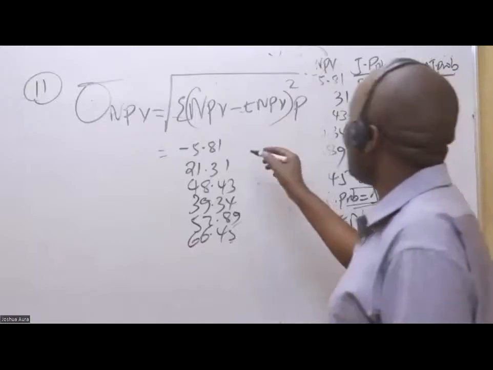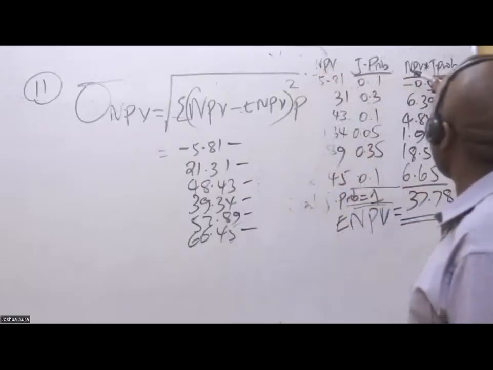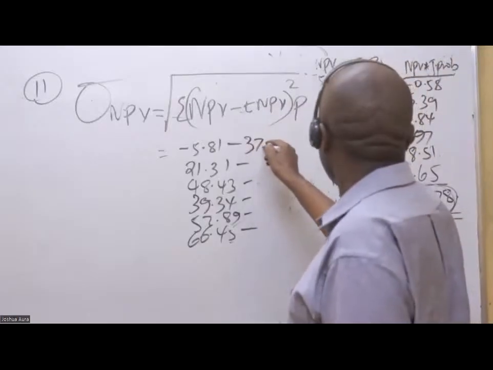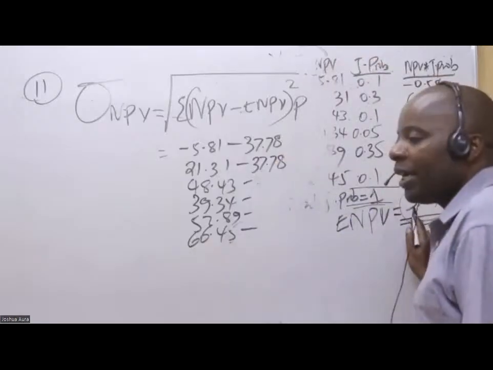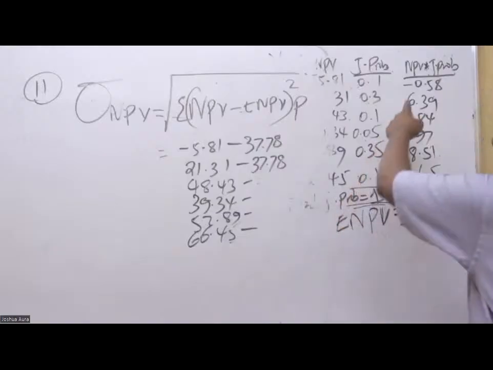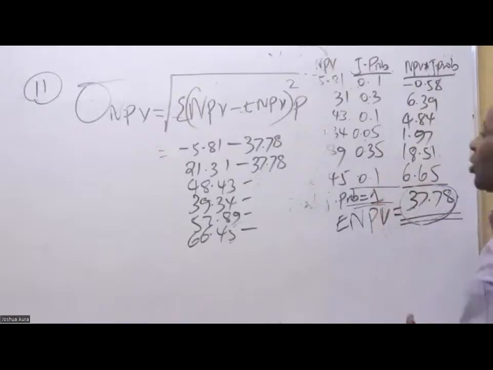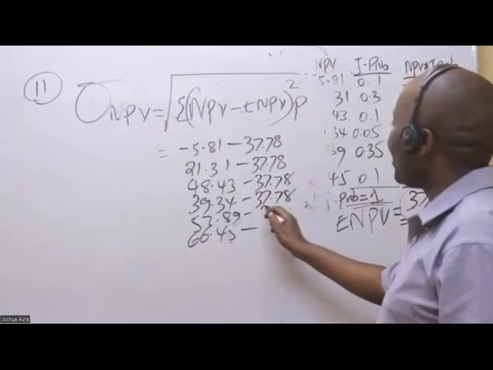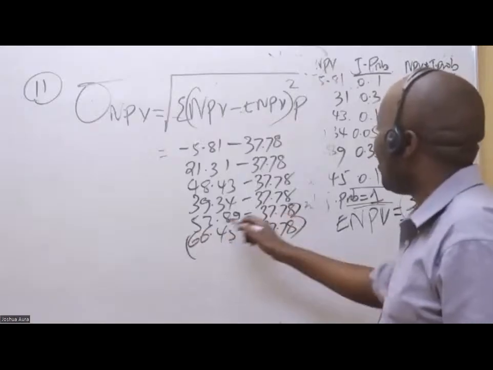So abracadabra, you come and subtract. Expected net present value is this one here. So we have here 37.78. This one does not fluctuate. Expected NPV is always the same throughout. I always get students using these values as expected. No, it should be the total here. So 37.78, 37.78, 37.78.